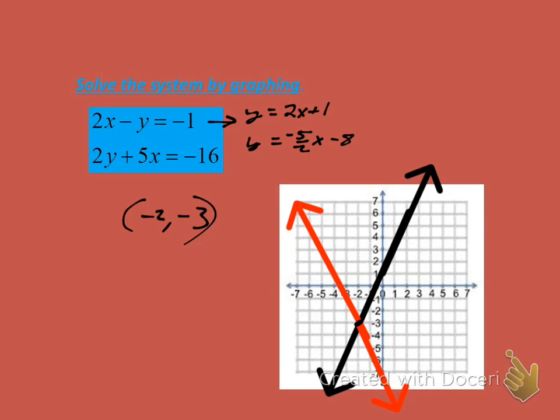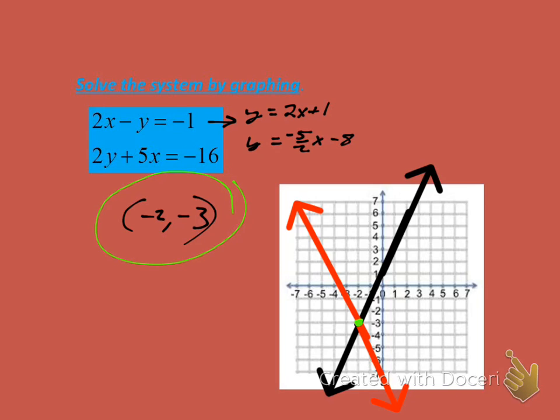So that's what you're looking for: the point where these two lines intersect, where these two lines cross. Let me make that look a little better. Boom, right there is where they cross. That's all I want, and that's what your solution is.